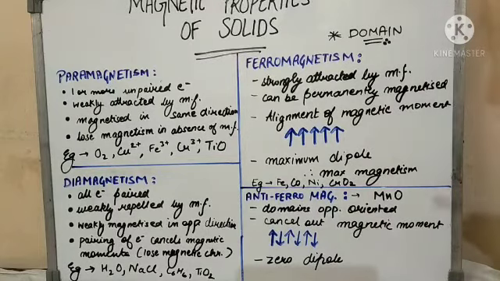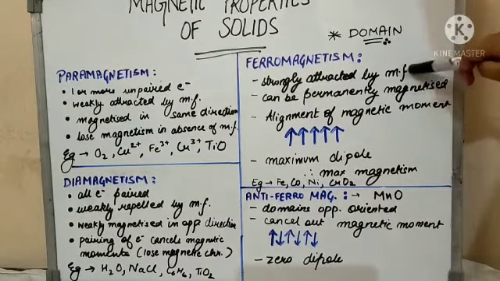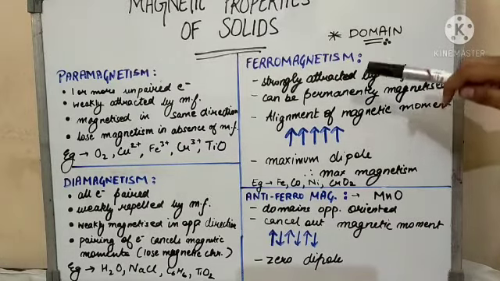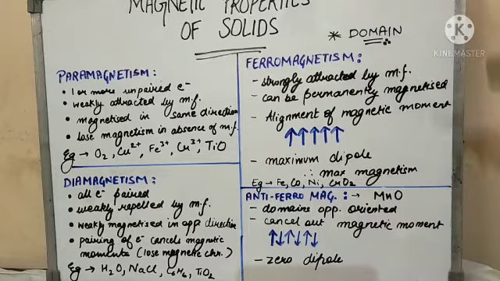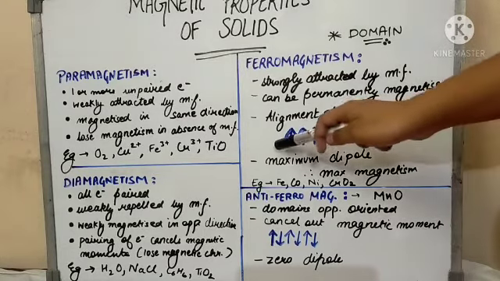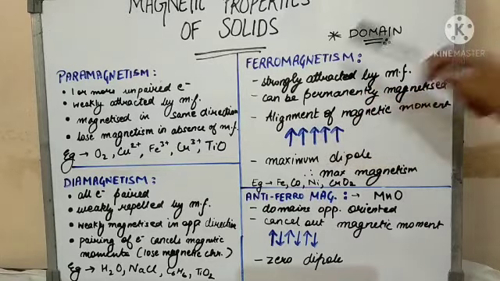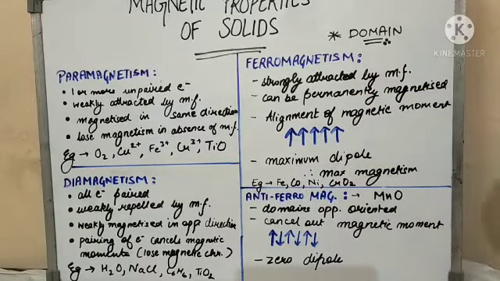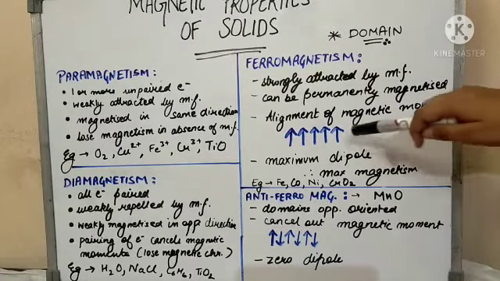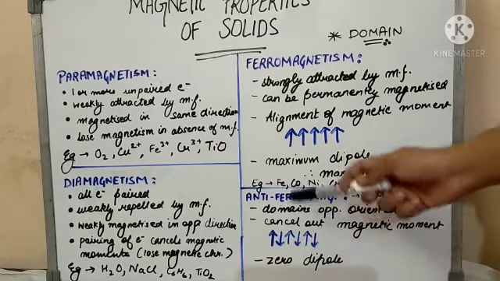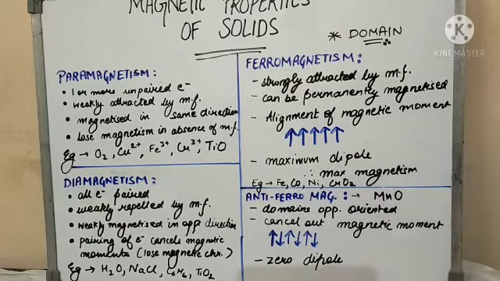So first of all, we have ferromagnetism. These are strongly attracted by the magnetic field, and these can be permanently magnetized. They can be permanently magnetized because when ferromagnetic substances are put in a magnetic field, their magnetic moments align themselves in the same direction, which causes maximum dipole and maximum magnetism, and that stays as it is. A few examples can be Fe, Co, nickel, CrO2.